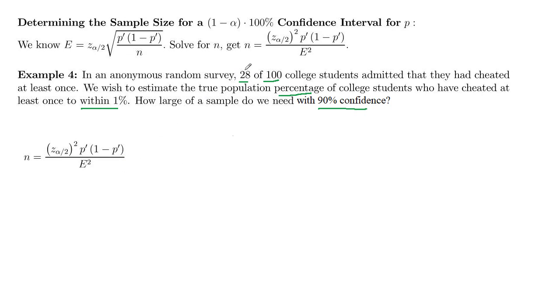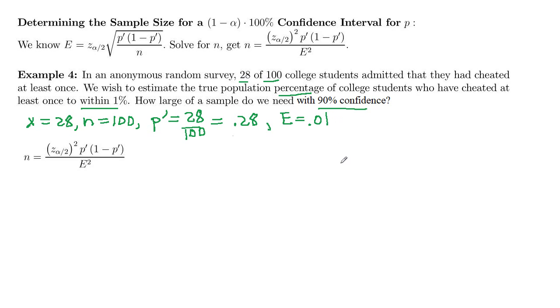So let's see, the 28, that is our successes, x. Sample size n is 100, that was the total. And so our p prime is going to be 28 out of 100, which is 0.28. Margin of error within 1%, so our e is 0.01, as a decimal. And then we need z alpha over 2.